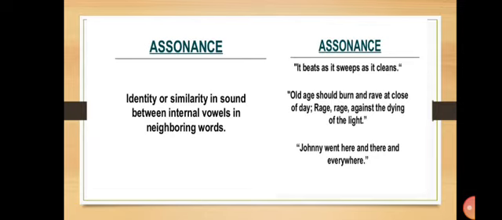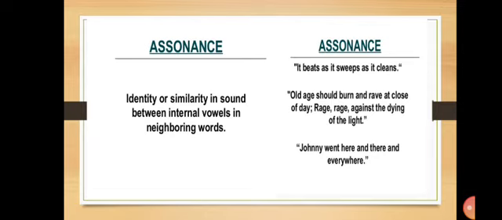Now we have assonance. Assonance is when vowel sounds are repeated in a sentence. When we were studying about alliteration, we heard that there are a few words in which the same sound is there in the beginning of the word, right? But that was a consonant sound. Here we have assonance. Assonance has a vowel sound, right?